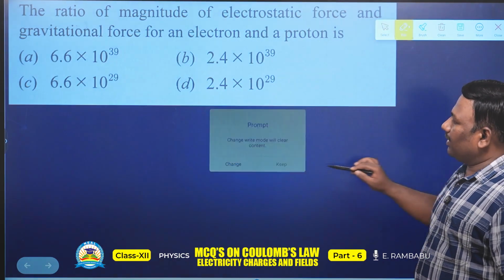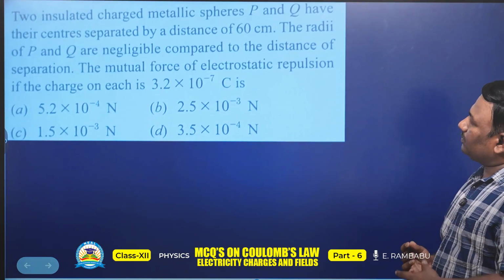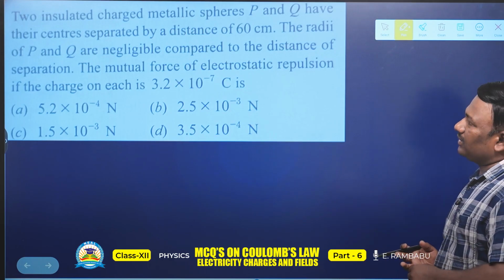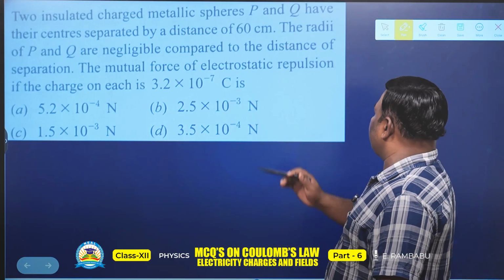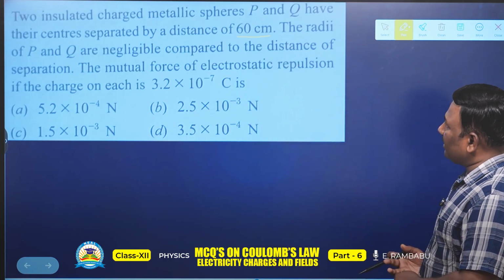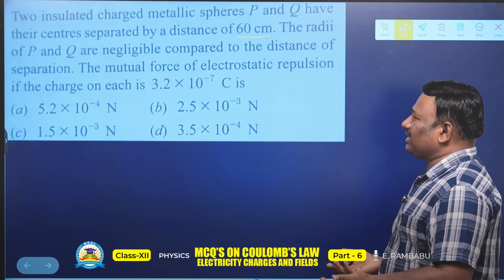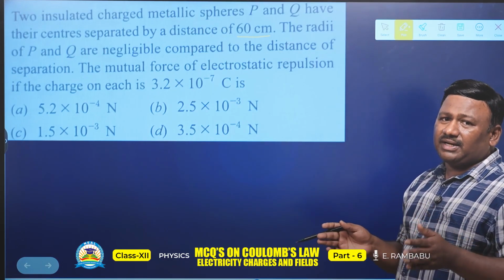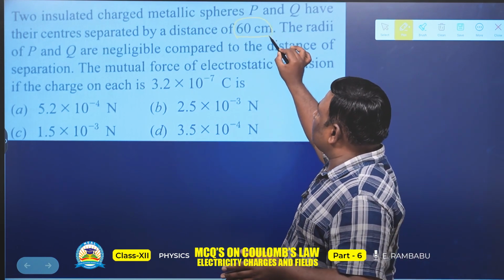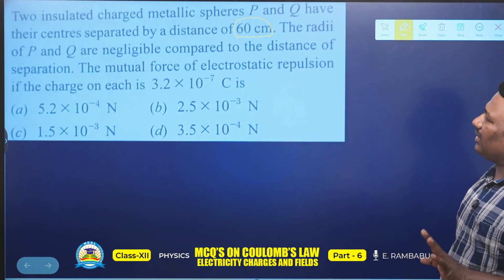And next one is, see here, two insulated charged metallic spheres P and Q have their centers separated by 60 centimeters. Distance between them is 60 centimeters. The radii of P and Q are negligible. That sentence means we are taking the distance between the center of P and the center of Q, which is 60 centimeters. Compared to 60 centimeters, the radii of P and Q are not considerable.